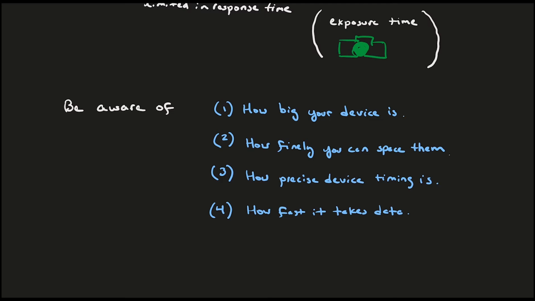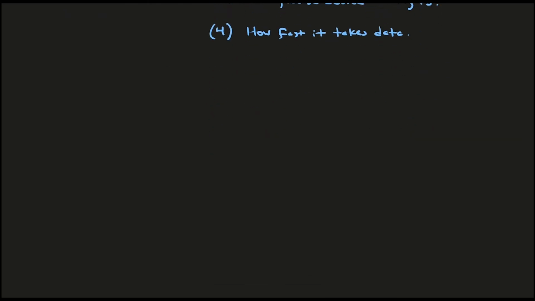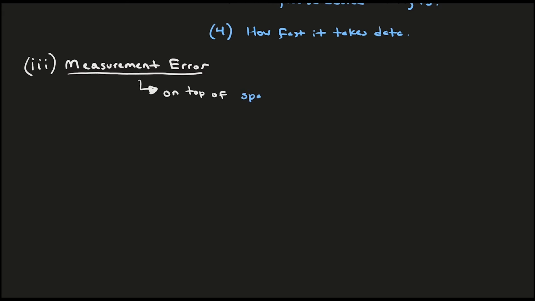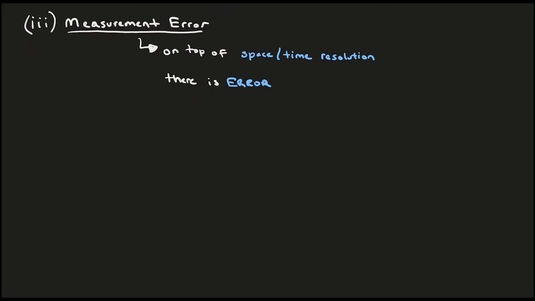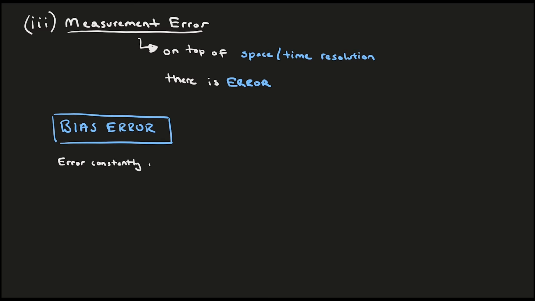Now that we have a better handle on resolution, let's consider measurement error. On top of all these space and time resolution issues, there is still error associated with your device. Even if you have a perfect spatial and temporal sensor resolution appropriate for what you need and what the flow has, you still are going to measure the data at least a little bit wrong. This is due to two types of error, bias error and random error. Bias error is an error that is constantly shifted or always leaning in a certain direction.